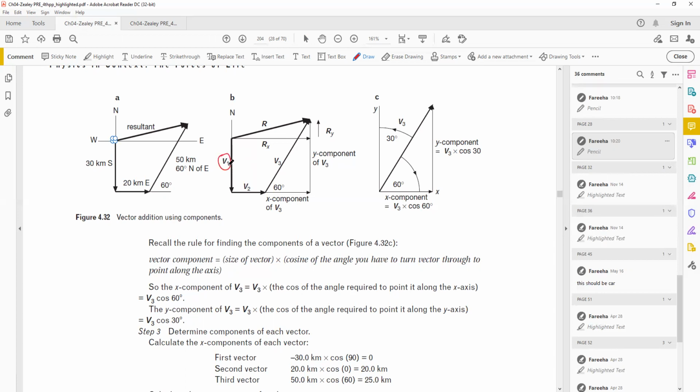So you can use whatever symbols you want. Then he walked east. This has been represented by v2. Then he walked 60 degrees north of east. This is represented by v3. And we have to find the resultant, which is from the starting point to the finishing point, and this is R. Elia, explain further.